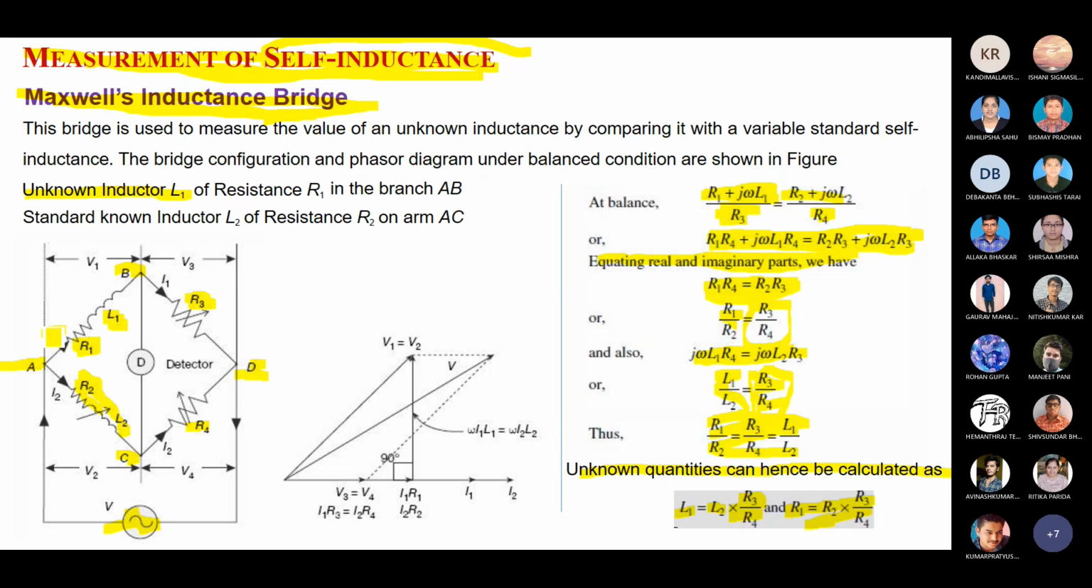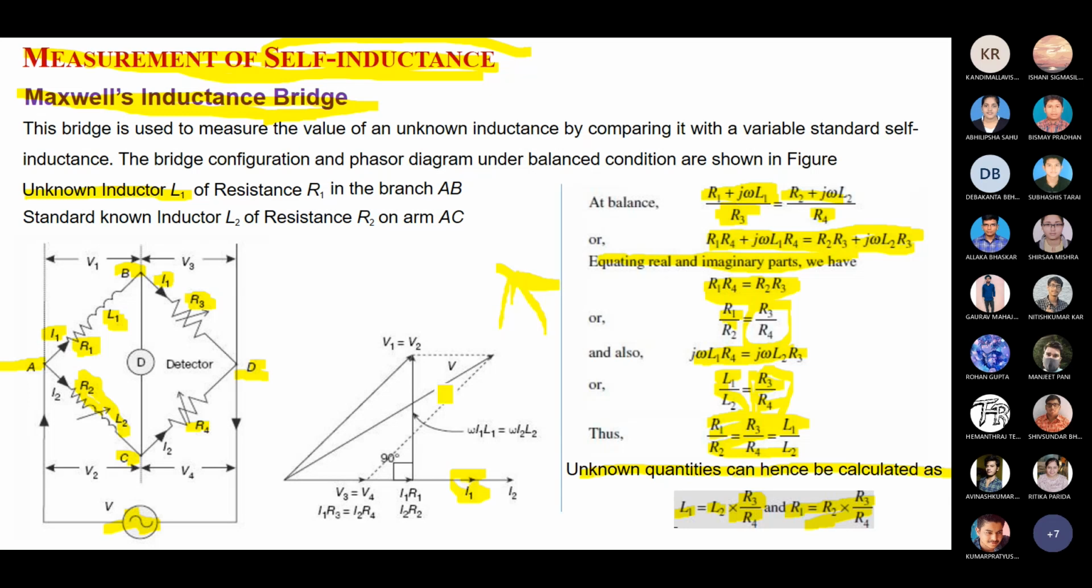I1 we normally consider as the reference for the balance condition. What is the fundamental thing for the balance condition? I1 and I3 are both the same. So I1 equals I3 for the balance condition. That's why I3 is replaced by I1. So first we consider I1 as our reference. The reference is normally taken along the x-axis, and the phasor diagram rotates anti-clockwise. That is our convention.